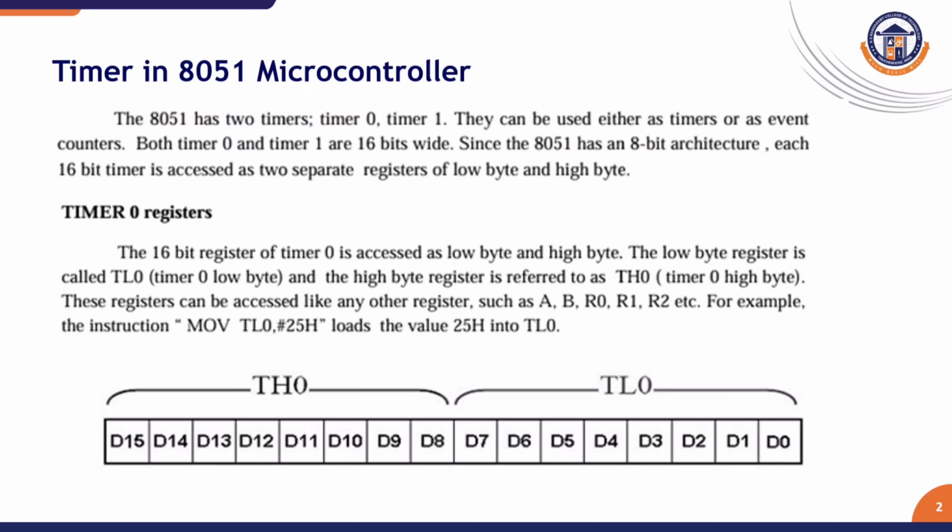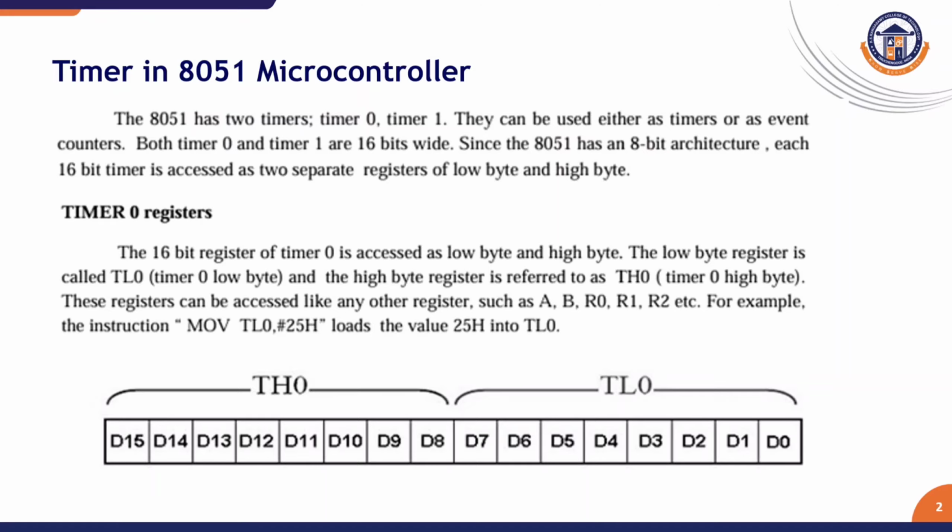Since 8051 has an 8-bit architecture, each 16-bit timer is accessed as two separate registers of lower byte and higher byte. Timer 0 register has 16 bits. The lower 8 bits are TL0 and the higher 8 bits are TH0. The 16-bit register of Timer 0 is accessed as lower byte and higher byte. The lower byte register is called TL0 and the higher byte register is referred to as TH0.